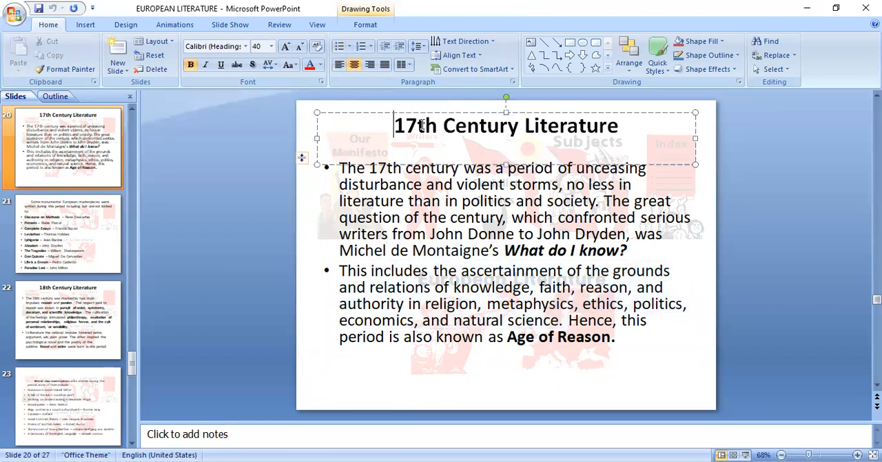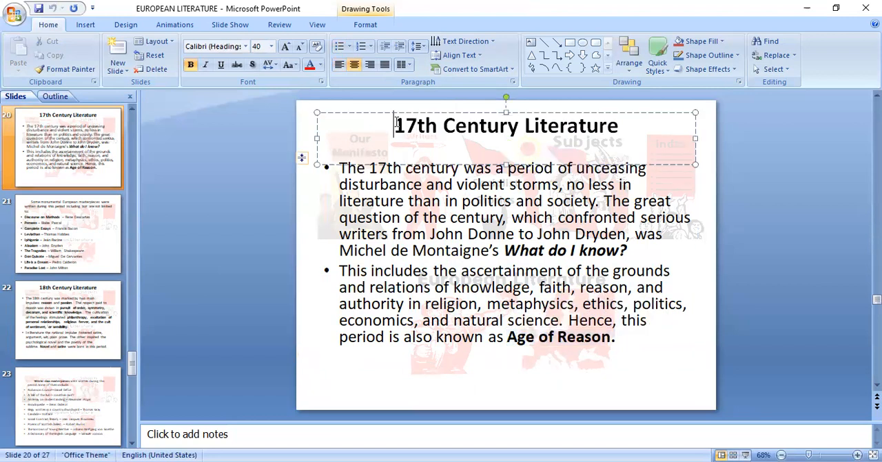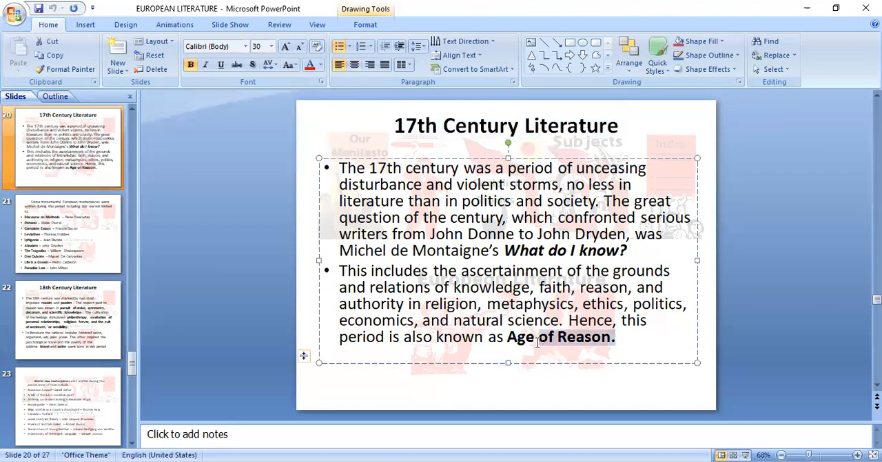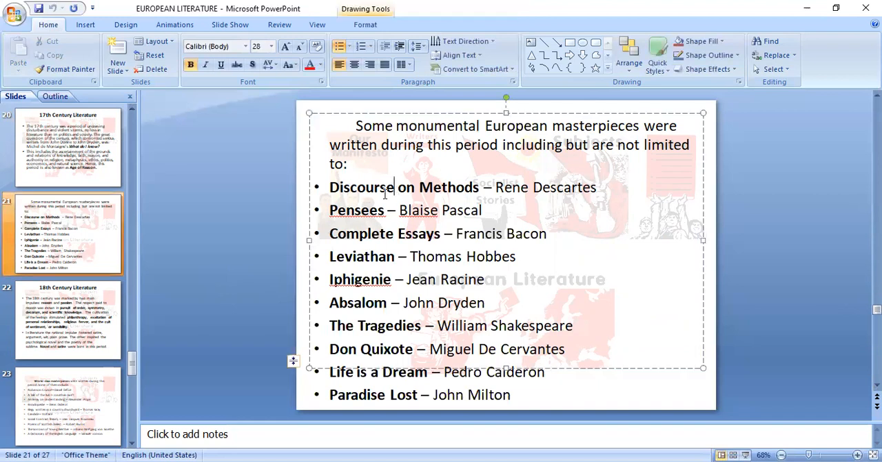Again, the 17th century is about the age of reason. If the medieval literature is about the Dark Ages, this 17th century is about the age of reason. It's more of what, how, when. So there is always a reason for the literature, okay? Next, some monumental European masterpieces were written during this period. You are to memorize these all, okay?